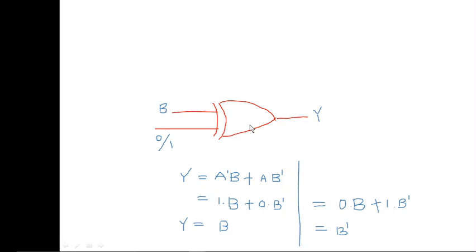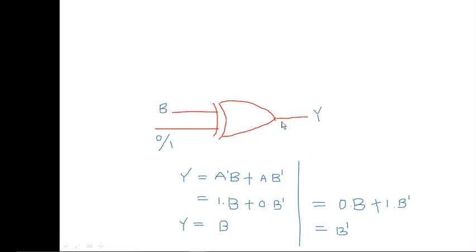Or otherwise we can say that for an XOR gate, if you want to get a complement of a bit by using XOR gate, you have to apply that bit to one of the input of XOR gate, and the other input of XOR gate must be 1. Then the output equals the complement of the bit. So this is how we obtain the complement of any bit by using XOR gate.